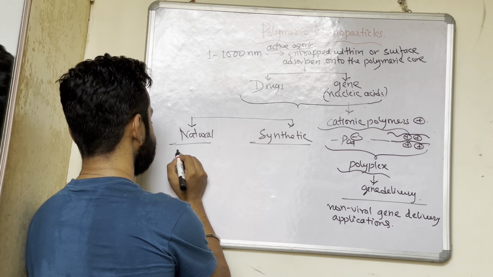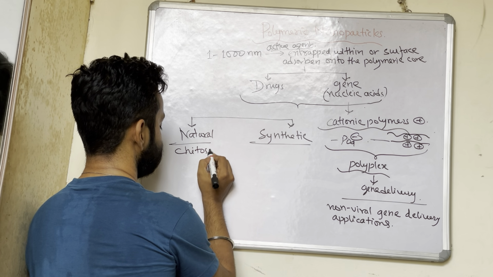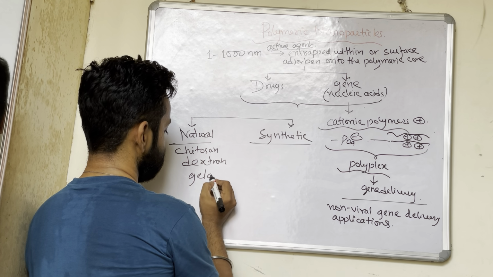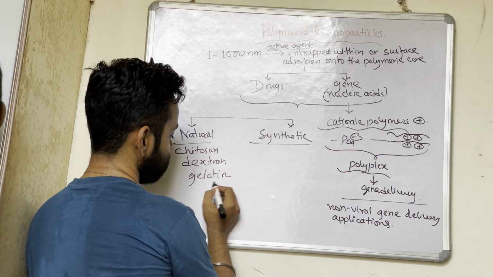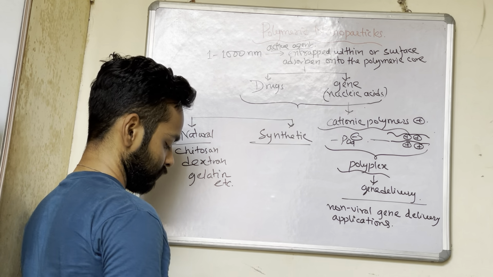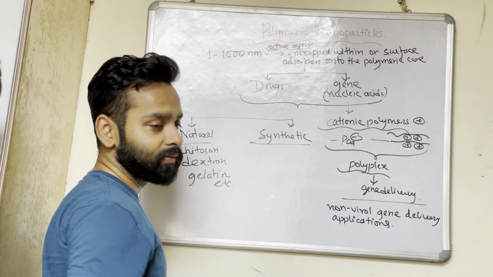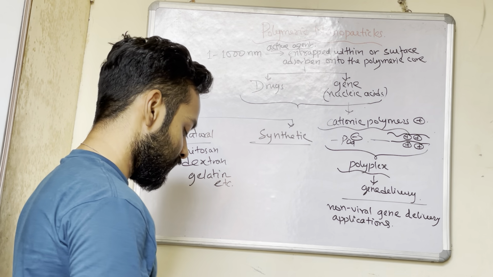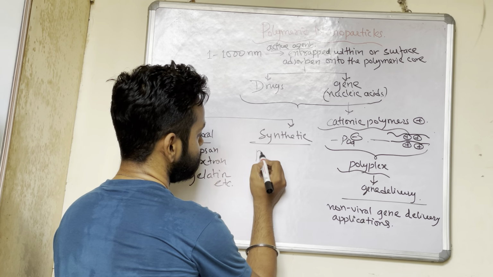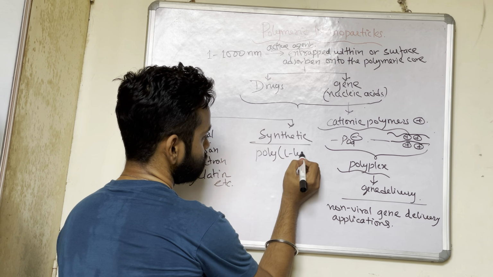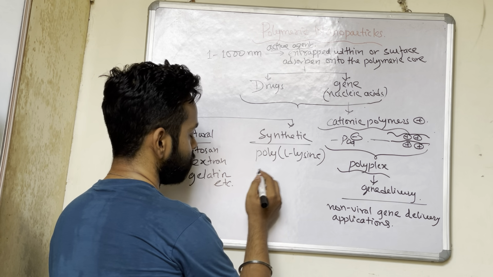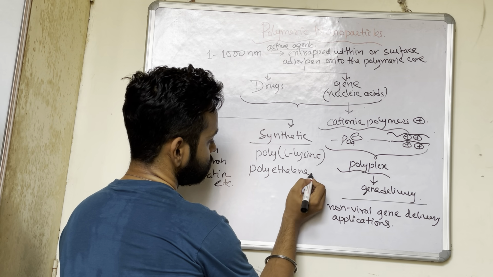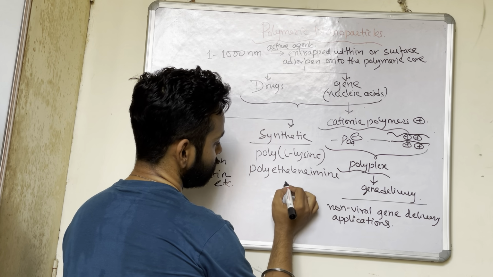Natural polymers include chitosan, dextran, gelatin, and many others. Synthetic polymers are used because their properties can be tunable based on our desired applications. Such include poly-L-lysine, polyethylene imine, and many others.